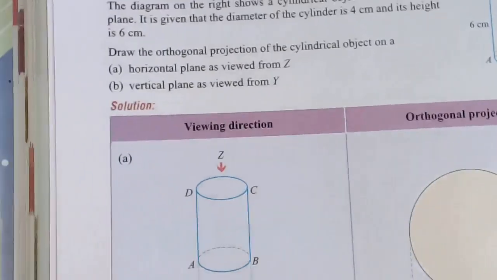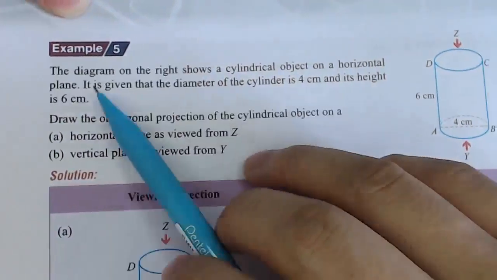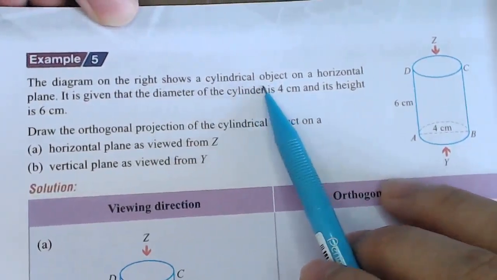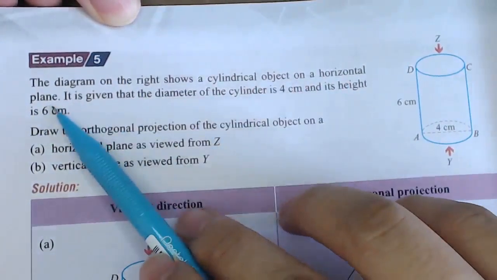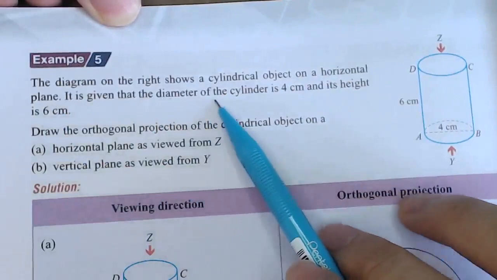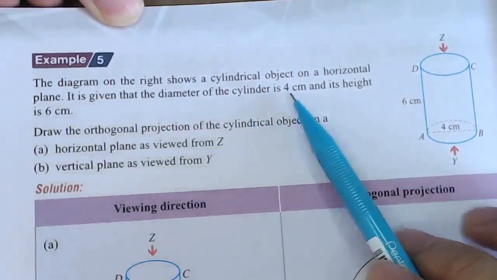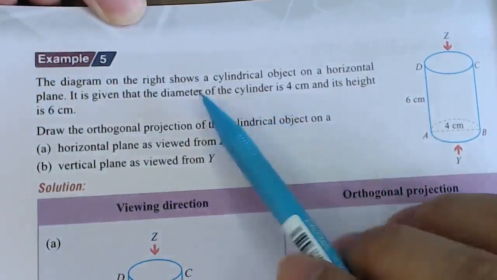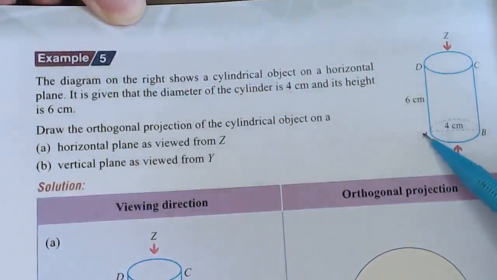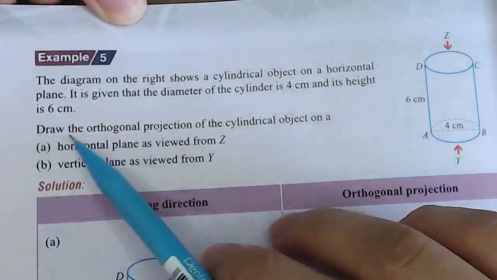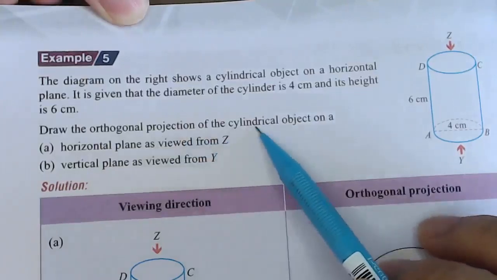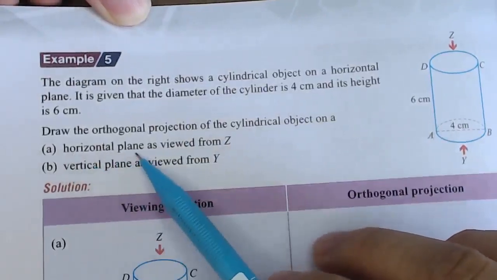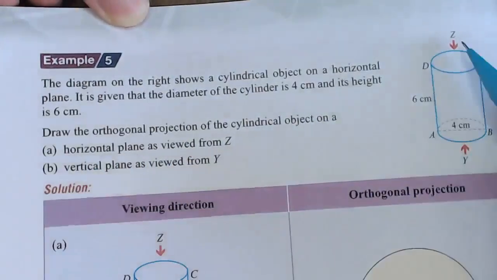Example 5. The diagram on the right shows a cylindrical object on a horizontal plane. It is given that the diameter of the cylinder is 4 centimeter, A to B, 4 centimeter, and its height is 6 centimeter, A to D, 6 centimeter. Draw the orthogonal projection of the cylindrical object on a horizontal plane as viewed from Z.